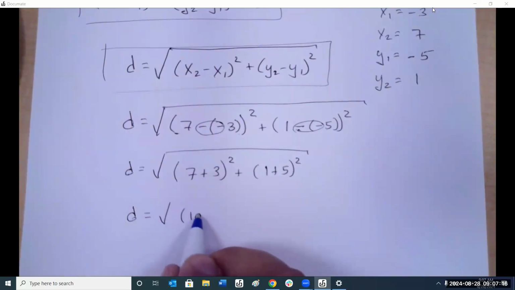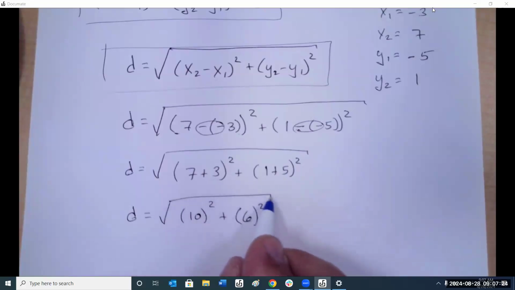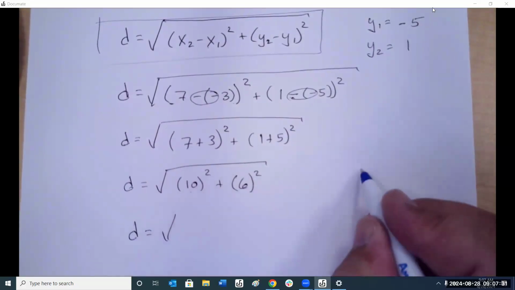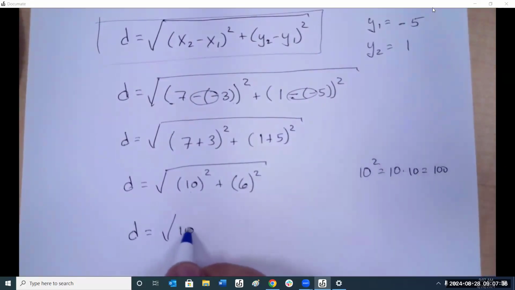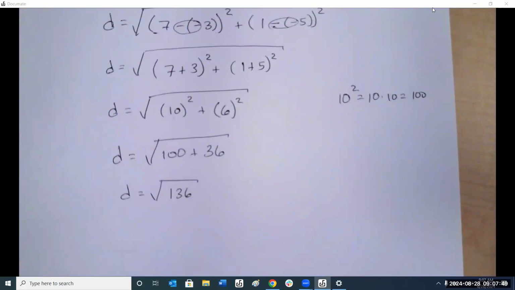Seven plus 3 is 10. 1 plus 5 is 6. So far, so good? 10 squared is 10 times 10, which is 100. 6 squared, 6 times 6, 36. 100 plus 36. Okay, hopefully everybody got to that point.